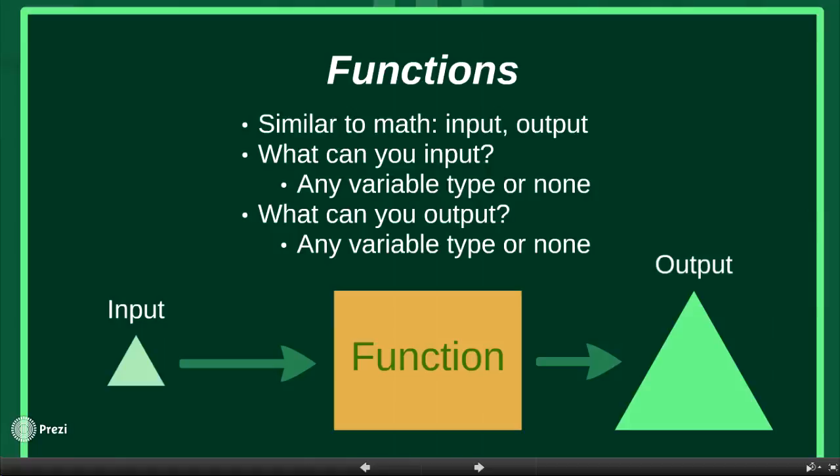So the question is, what can you input into a function in computer science? Well, you can input any variable type. You can give it a bool, a char, a string, an int or a double. Or actually, you don't have to give it anything if you want. I'll go more into that later. And then what can you output? It's the same answer: it can output int, bool, char, or nothing at all.